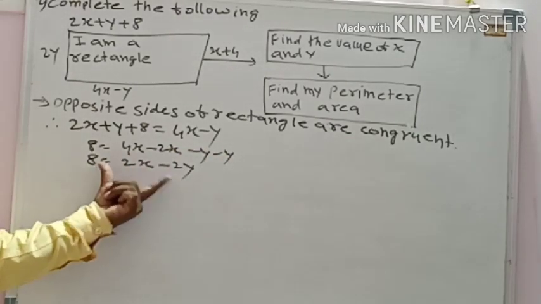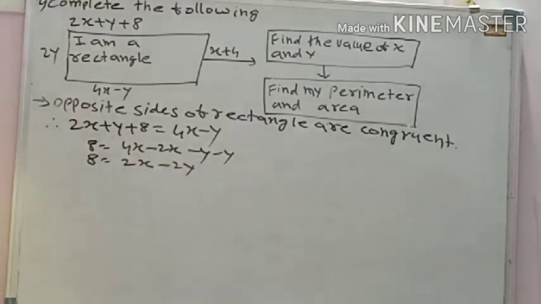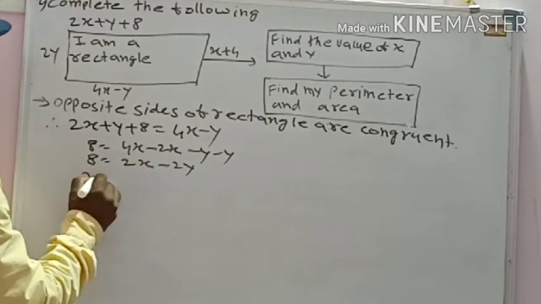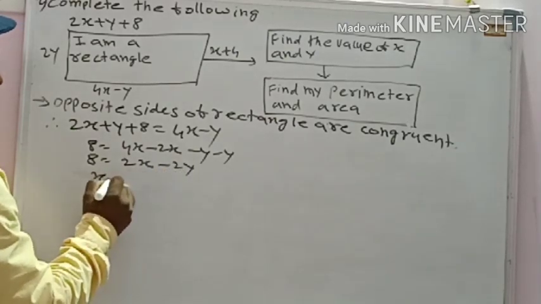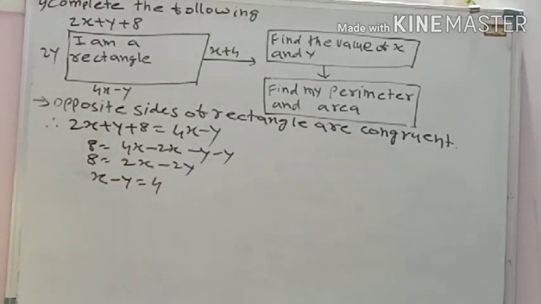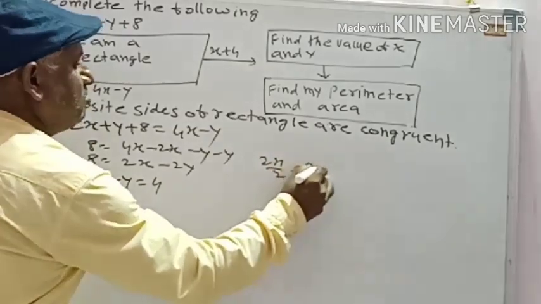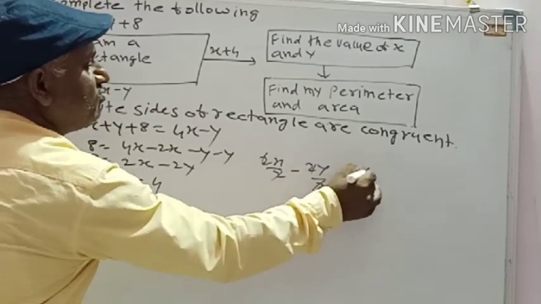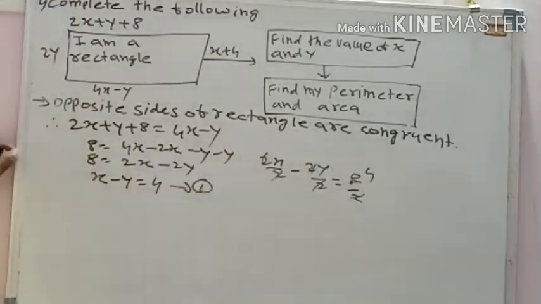All these numbers are multiples of 2, therefore divide both sides by 2. Divide 2x by 2, x, minus 2y by 2, minus y, is equal to 8 by 2, 4. The 2s get cancelled, and 2 fours are 8, which means x minus y is equal to 4. This is the first equation.